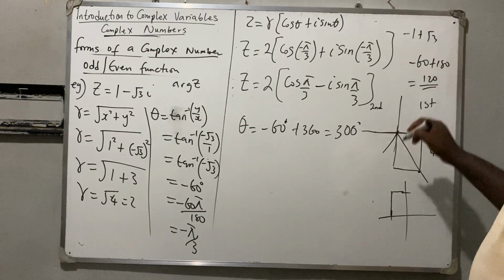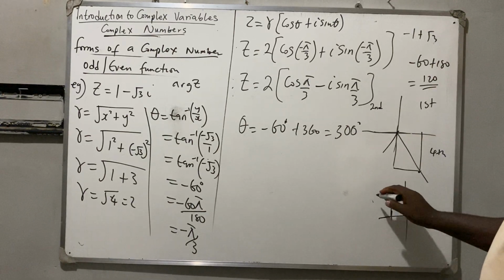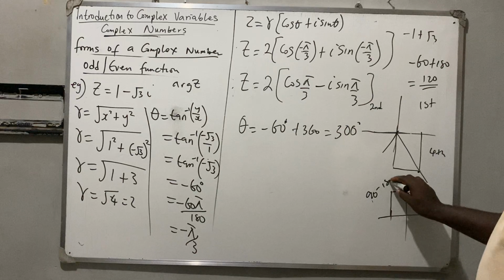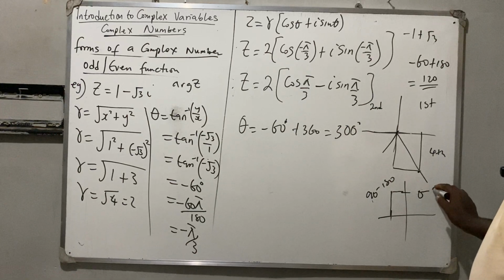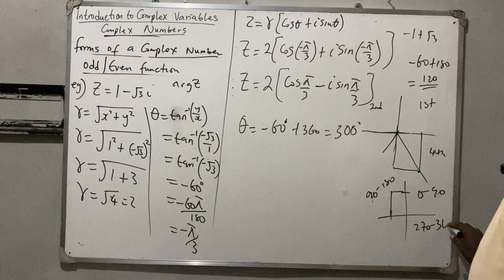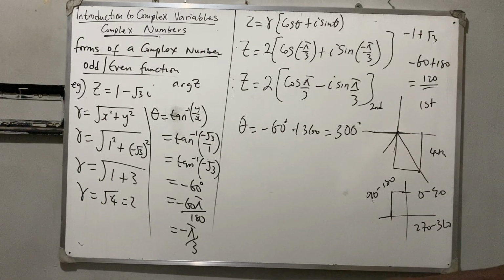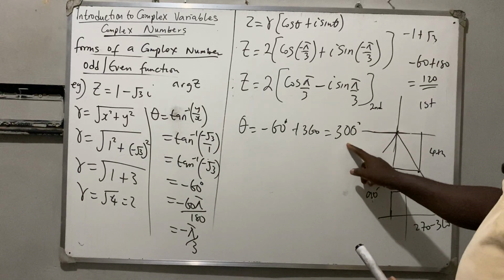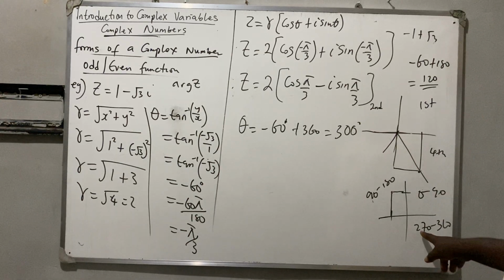And 120 is in the second quadrant, because the second quadrant is from what? 90 to 180. The first quadrant is just from 0 to 90. The fourth quadrant is from 270 to 360. So that is why drawing the quadrants will help you get exactly what you are looking for. So in this case, 300, and 300 is correct. 300 is between 270 and 360, in the fourth quadrant.